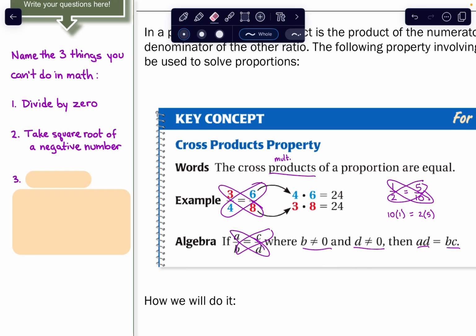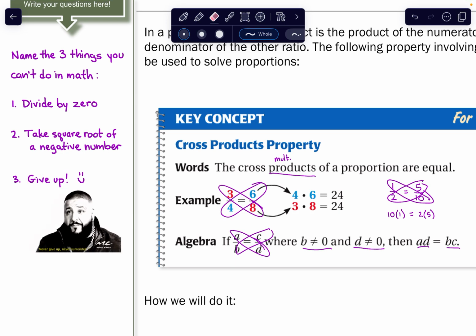Third thing you can't do in math, especially in my class, you can't give up.